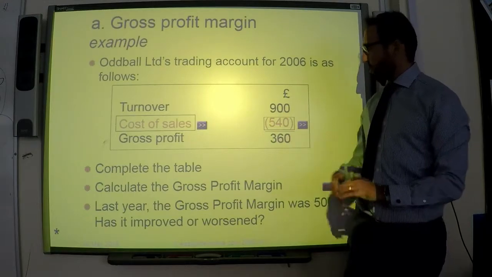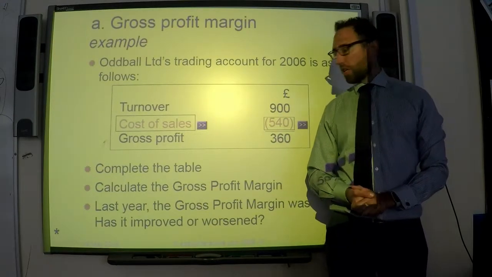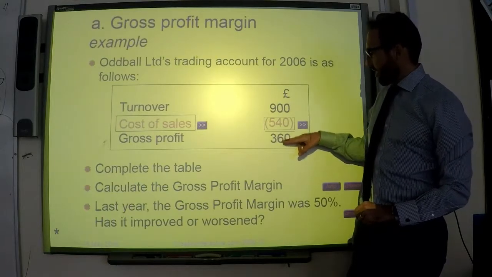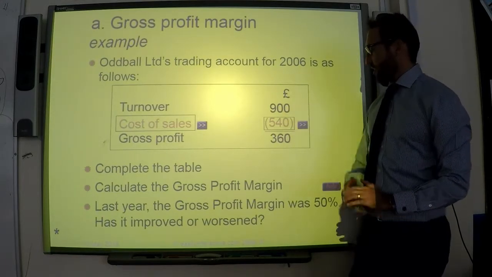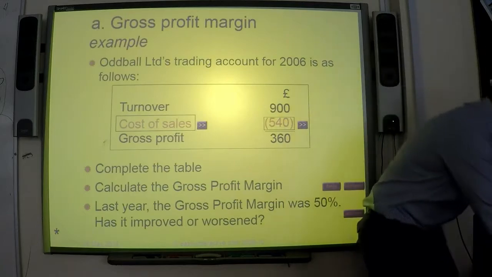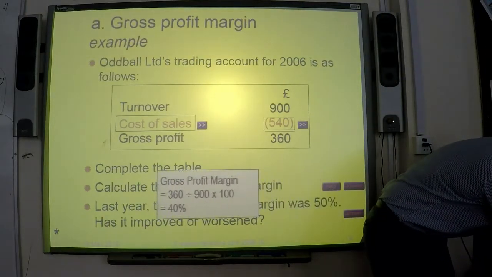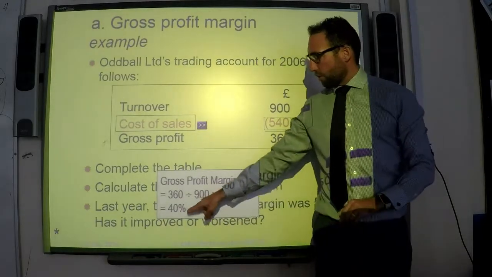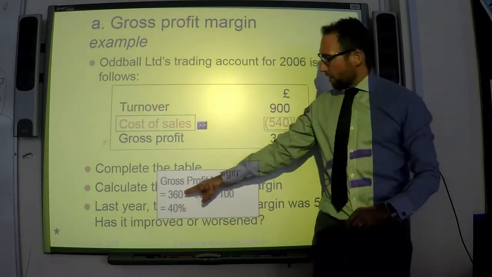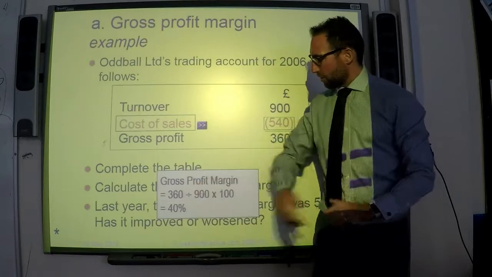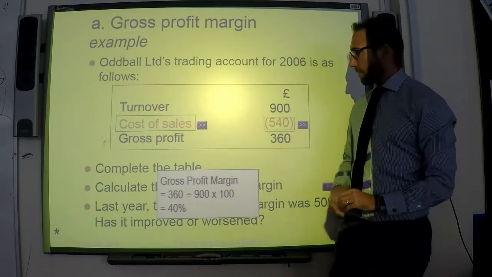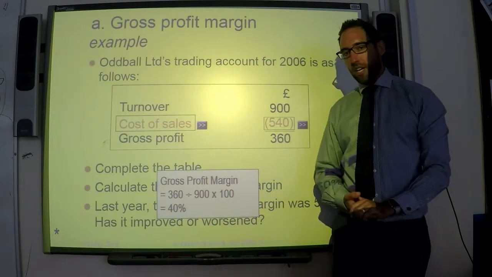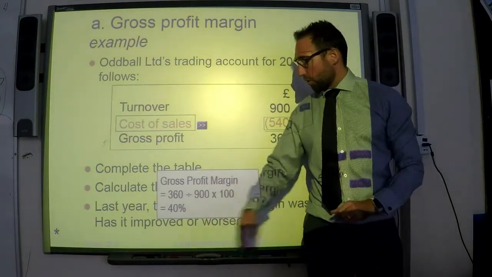Now what we can do is we can put this into our gross profit margin formula. So we take gross profit, which is 360, we divide it by turnover, which is 900, and we times it by 100. That gives a gross profit margin of 40%. So remember, the gross profit margin is gross profit, which is 360, divided by turnover, which is 900, times 100, and that gives us a gross profit margin of 40%.